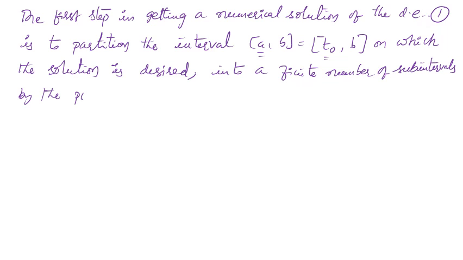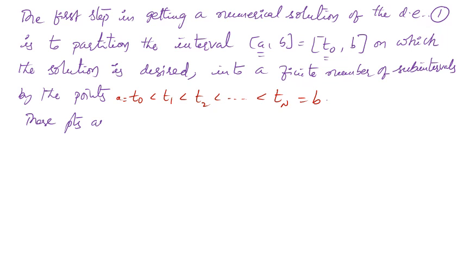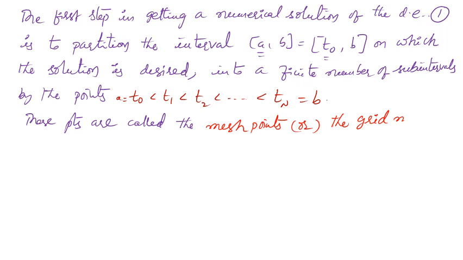by the points t0 less than t1 less than t2 and so on less than tn, where tn is nothing but b, and t0 is nothing but a. These points are called the mesh points, or the grid points, or the nodal points.